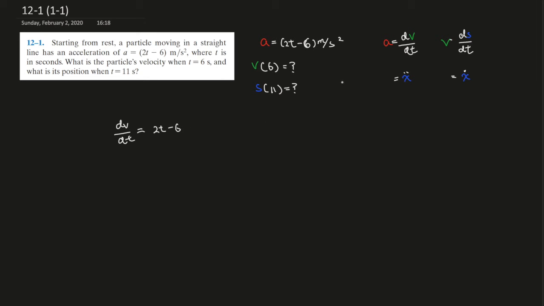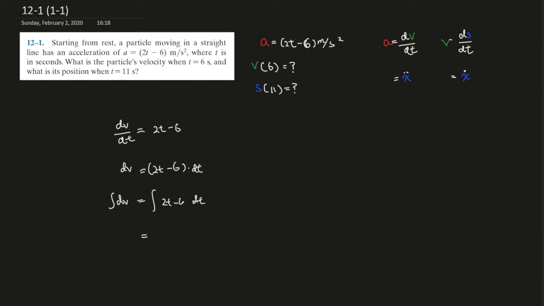So when we're doing the operations, we can forget about the units for now, and verify them at the end, right? So multiply dt on both sides, so we have dv equals (2t minus 6) dt. Take the integral, right? Integral of dv equals integral of (2t minus 6) dt. Taking the integral, everything is good.